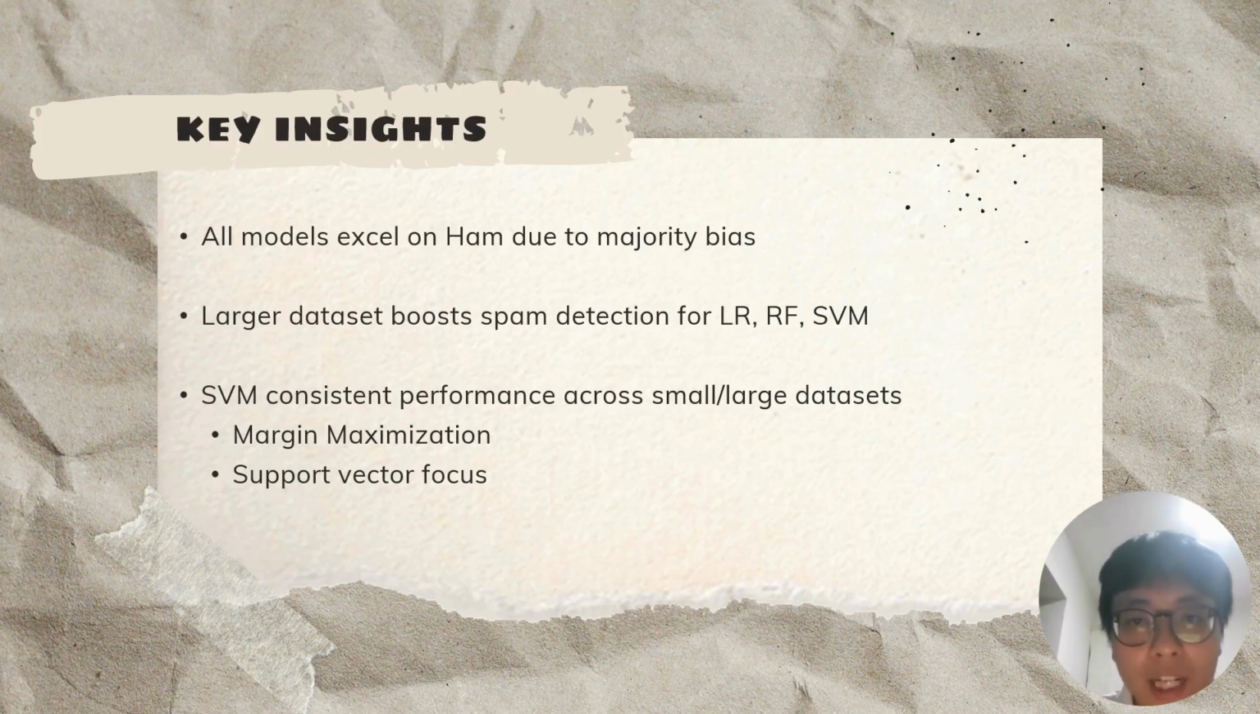Secondly, the larger and more evenly distributed dataset led to more diverse spam examples and thus improved performance of spam classification. Notably, random forest experienced a huge recall boost from 0.90 to 0.97. Support vector machine maintains consistency across both datasets regardless of data size or added noise from the imbalanced distribution.